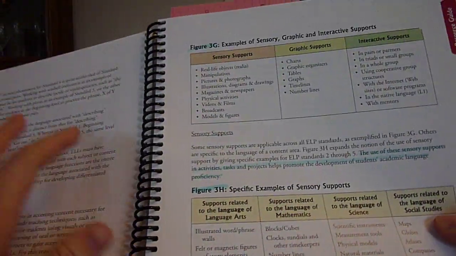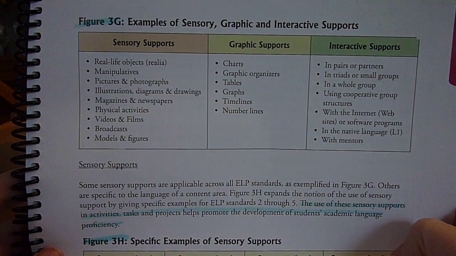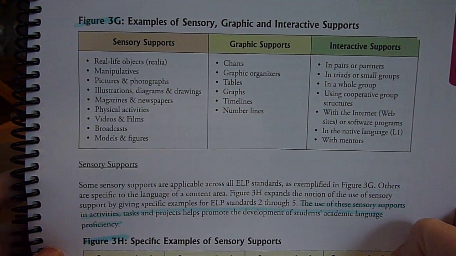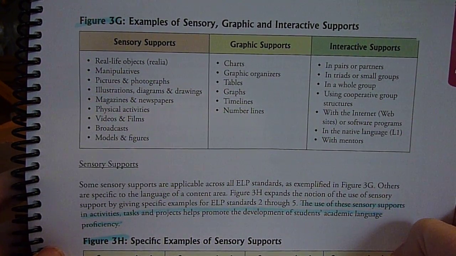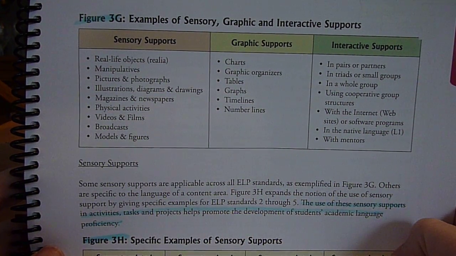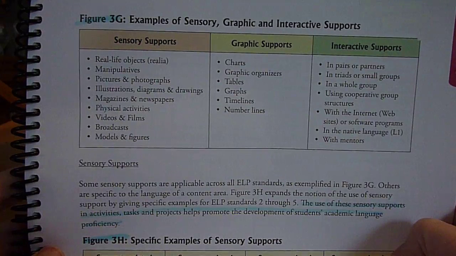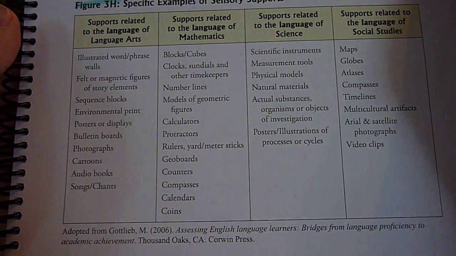The way we do this is through support. Our language learners need a lot of visual representation, graphic supports, sensory supports, and interactive supports. A lot of pair work, a lot of partner work, illustrations, maps and posters of cycles, timelines, models and figures. Any sort of support is necessary for our language learners to understand concepts.